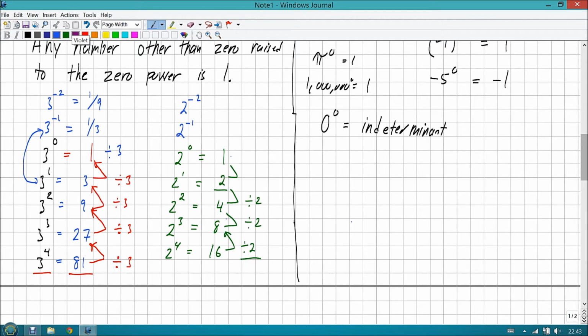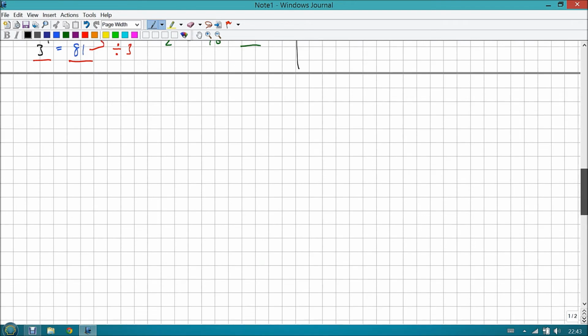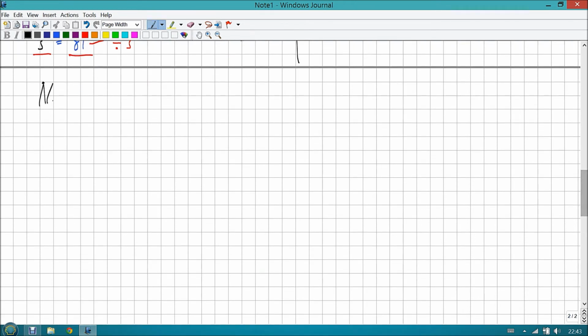Now, 3 might just be the exception to the rule instead of the rule itself, so let's try it with 2 on the other side. What's 1 divided by 2? 1 half. Coincidence? What's 1 half divided by 2? Well, that's 1 fourth. Coincidence? I think not. So this leads us to our next rule, the negative exponent rule. So we write down negative exponent rule.